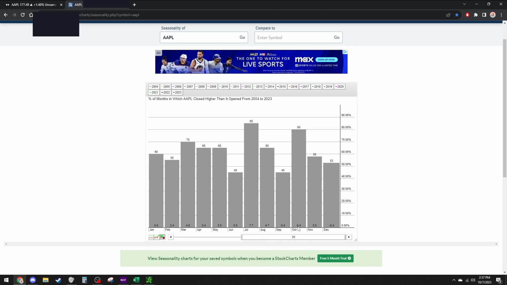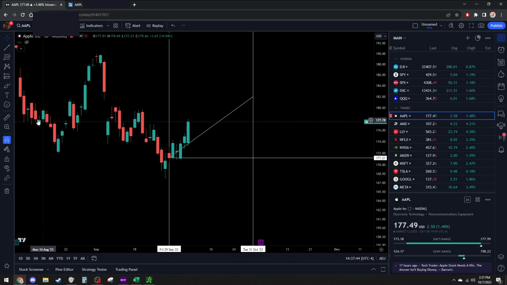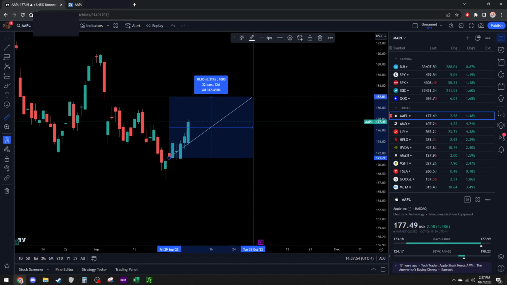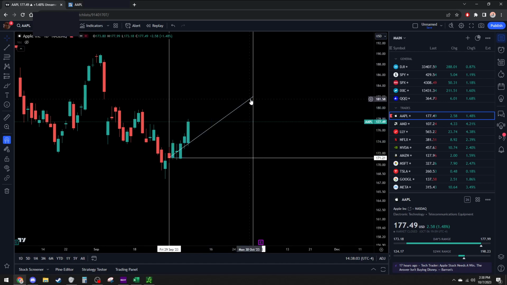Following the past 20 years of data, Apple goes up 6.4% on average for the month of October. That doesn't mean it's going to happen, right? Apple can go down. We never know what's actually going to happen in the markets. But 6.4%, if I just measure from the bottom of the candle and come up here, you could see 6.4%. So you can see the trend line ends.